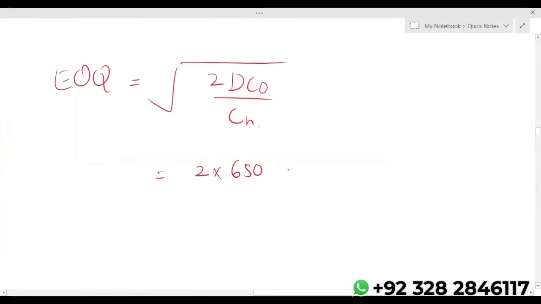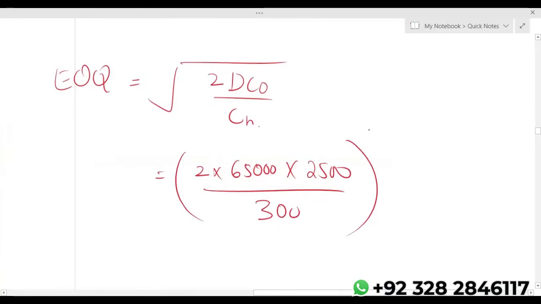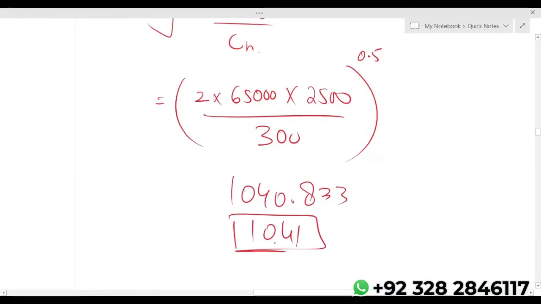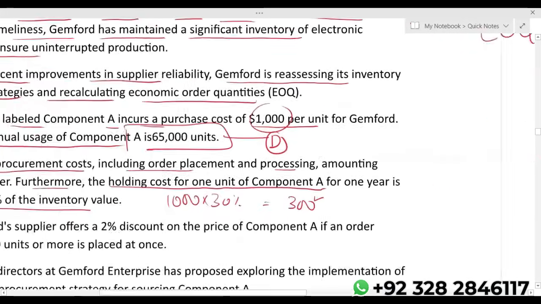So let's come to 2D C naught upon CH. C naught is 2,500, CH is 300. Whatever comes, we will take the power. 1 upon 2 means power will be 0.5. Let's use the calculator. 2 multiplied by 65,000 into 2,500 divided by 300, power 0.5. Students, I'm getting 1040.833, so 1041. So logically, 1041.